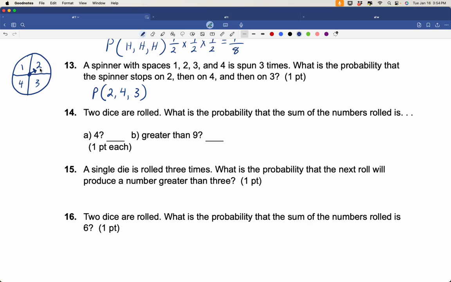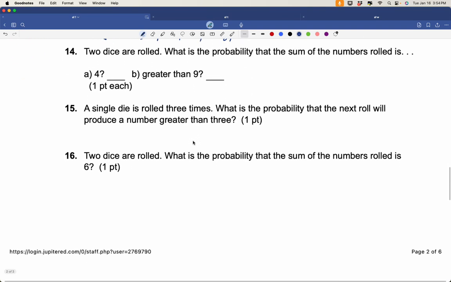So when it lands on 2, you have a 1 out of 4 chance. Which also means if you hit 4, it's 1 out of 4 choices. So 1 out of 4. And 3 would be 1 out of 4 also. So 1 times 1 times 1 is 1, and 4 times 4 is 16, times 4 is 64. So you have a 1 out of 64 chance that it's going to land on 2, then 4, then 3, if you spin it 3 times.